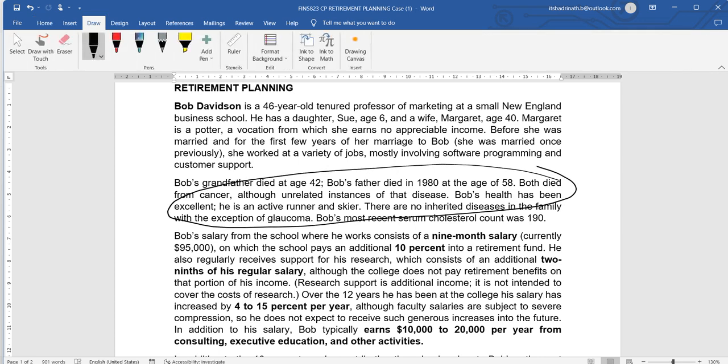Both died of cancer, and Bob also has a cholesterol count of 190. So this is a kind of risk. For example, you plan to save 100 rupees for this year, but because of some medical situation, you spent 200 rupees. Though you planned to save 100 rupees, it incurred minus 100 rupees. So you are in debt of 100 rupees. When we have medical situations, they create a serious impact on your savings and other things.